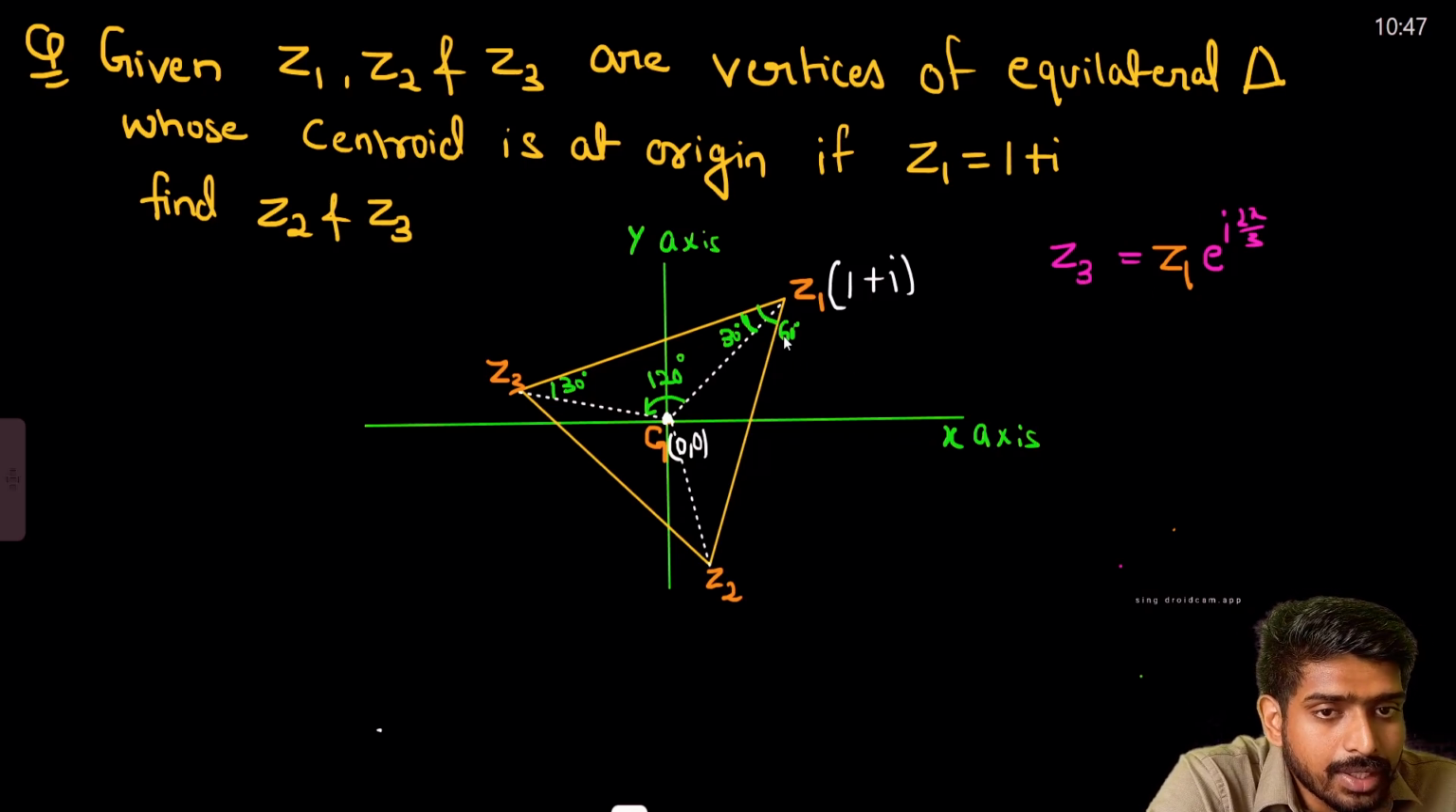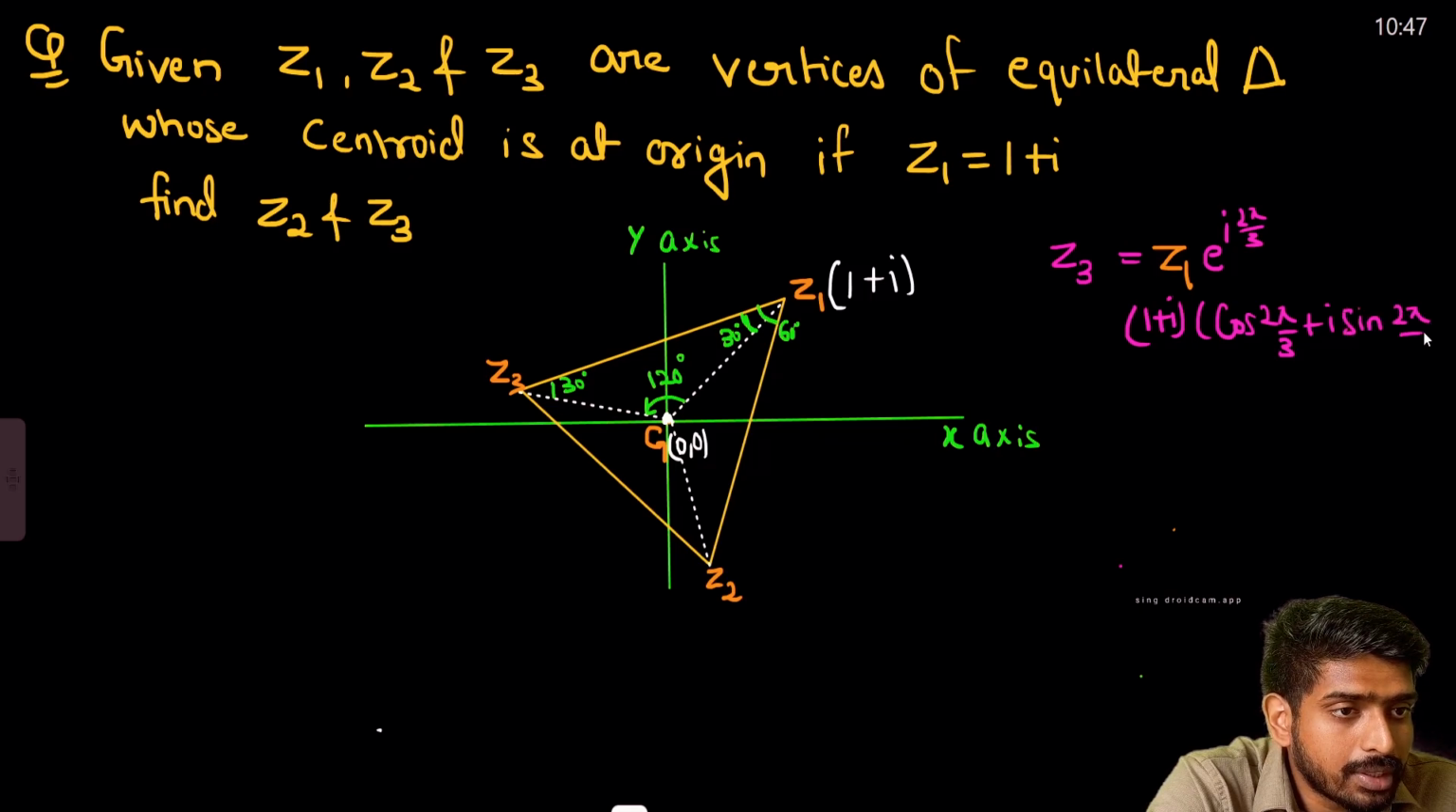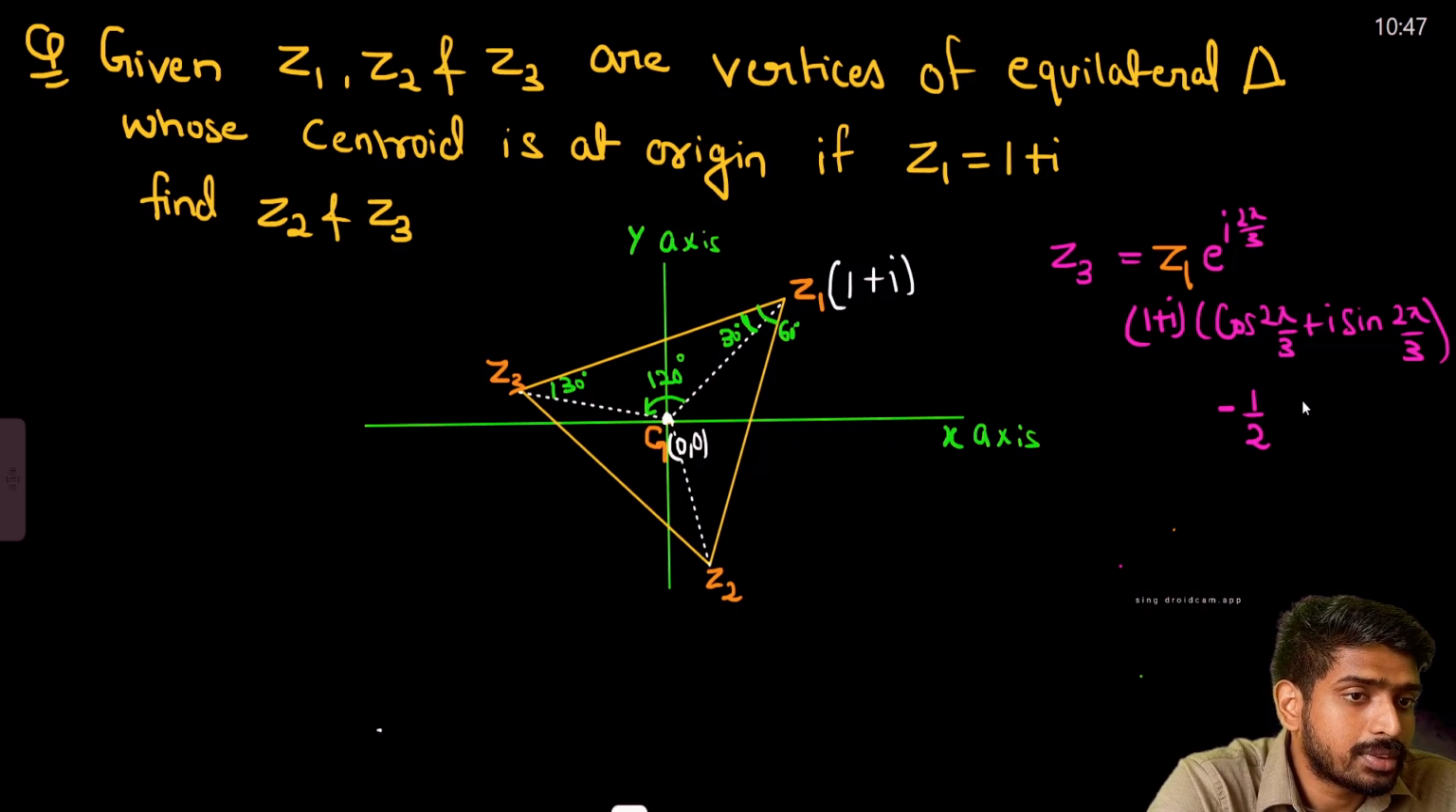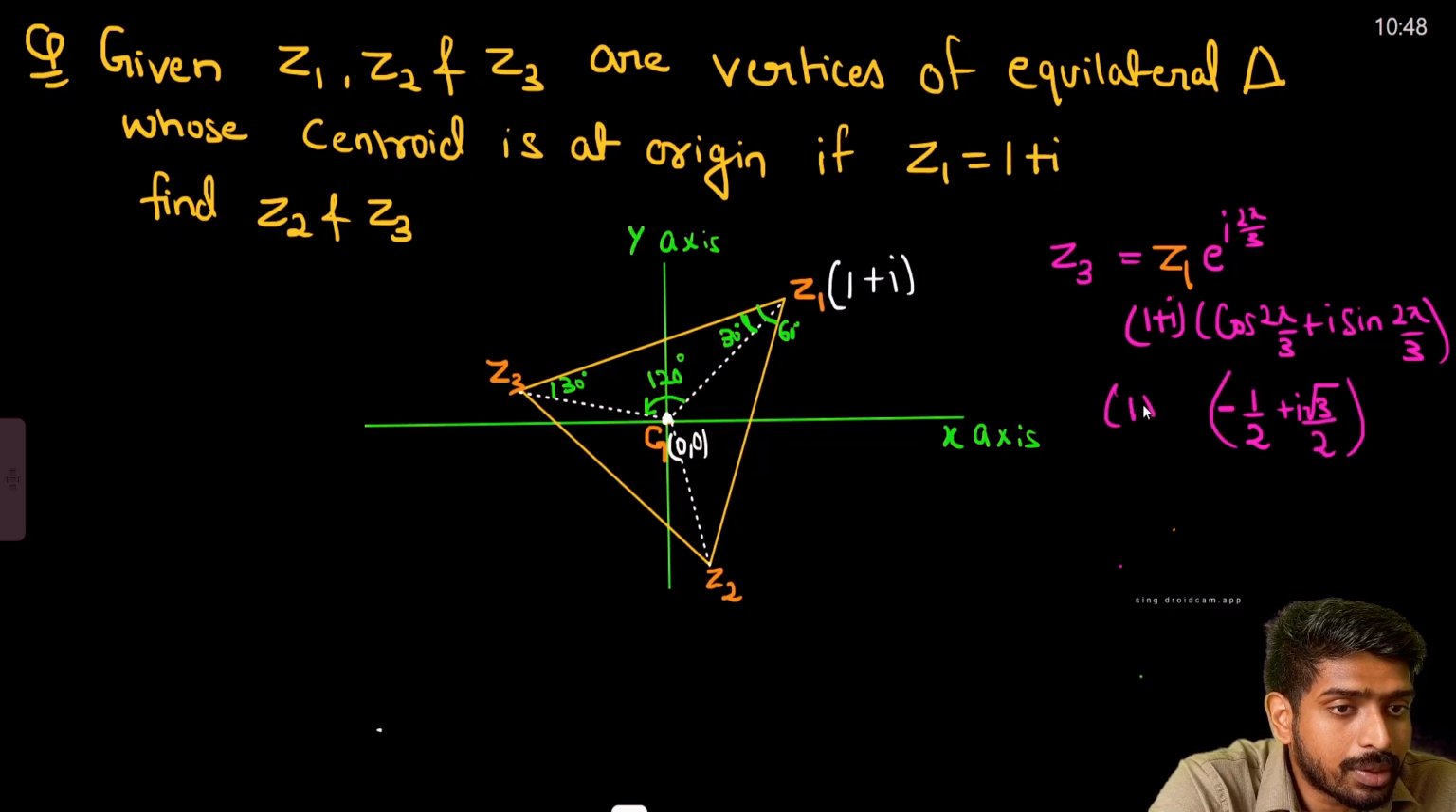So we'll solve this one. Z1 is 1 plus iota, and e to the power iota 2 pi by 3 I can write in polar form: cos 2 pi by 3 plus iota sine 2 pi by 3. Got it? Now, what is cos 2 pi by 3? Cos 120 degrees is minus 1 by 2, and sine 120 degrees is root 3 by 2. So we get minus 1 by 2 plus iota root 3 by 2, multiplied by 1 plus iota.